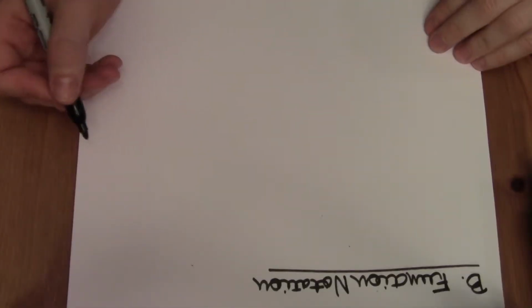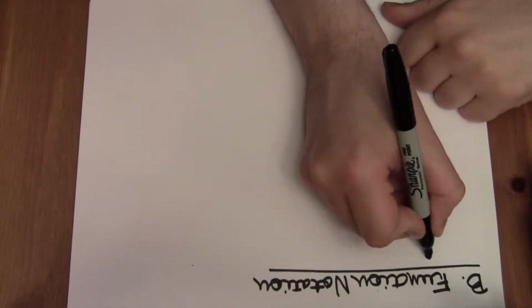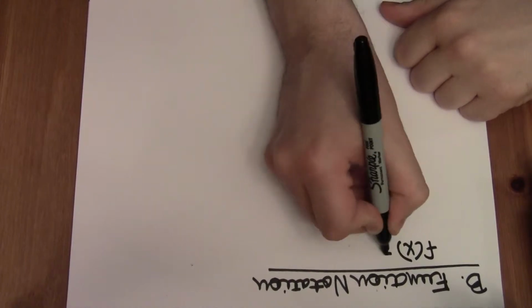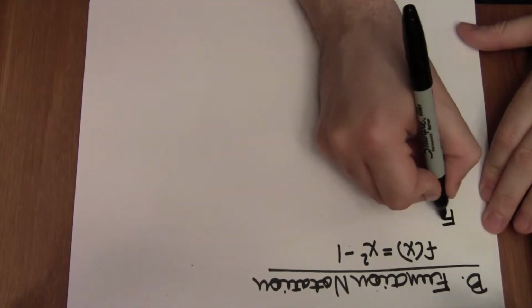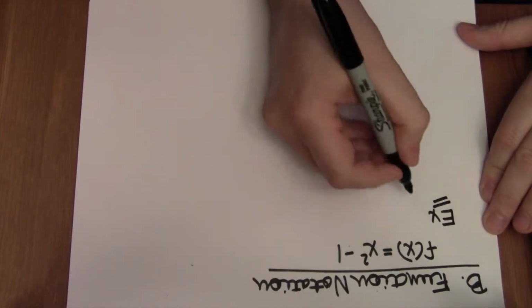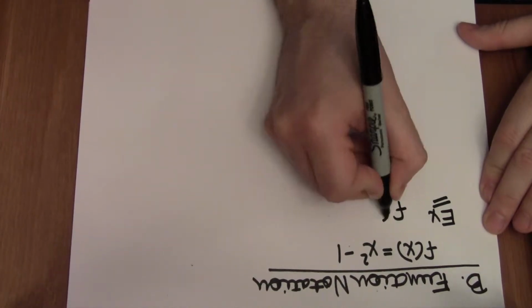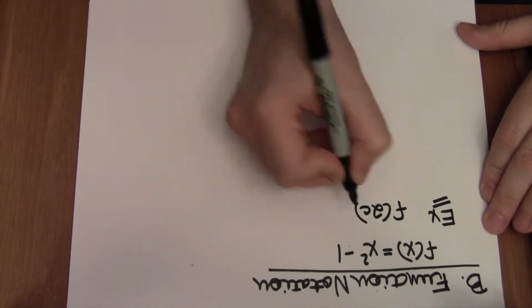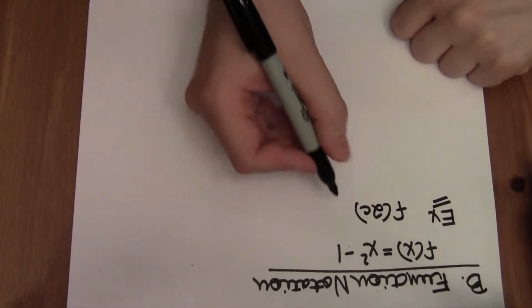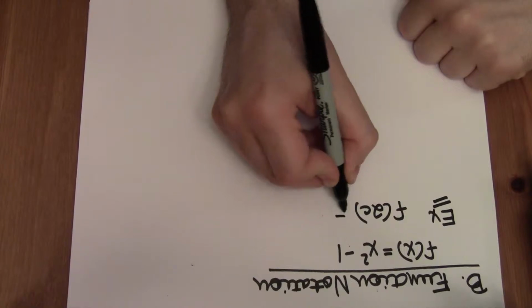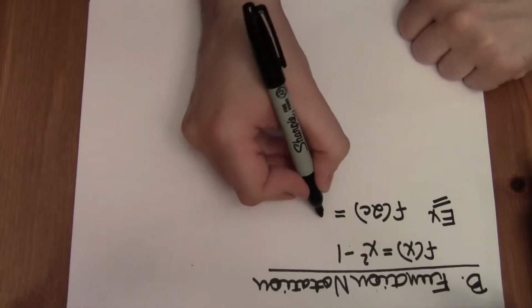Part B, function notation. I just want to quickly review f of x notation and plugging into functions. We're going to look at the function f of x equals x squared minus 1, and for our first example, I want to find f of 2c. Anytime you're plugging in something more complicated than a positive whole number, put what you're plugging in parentheses.